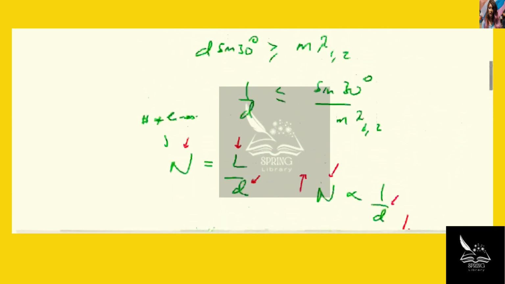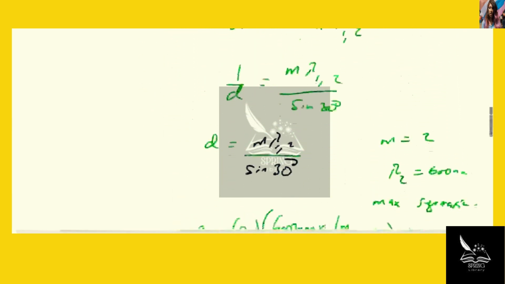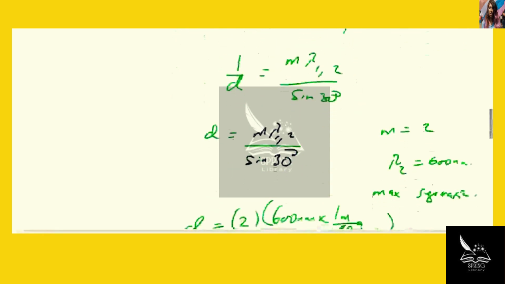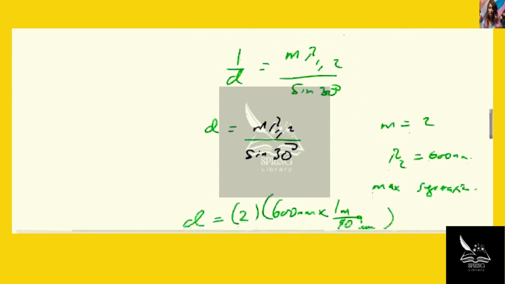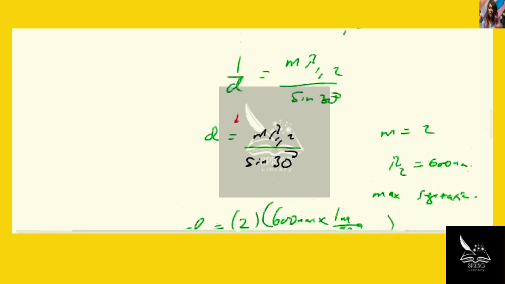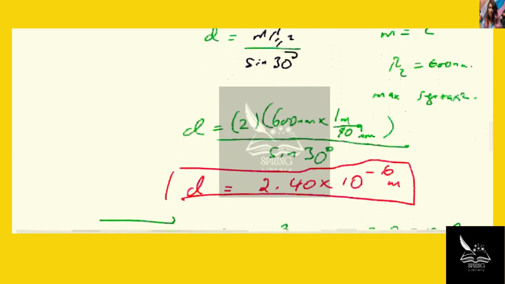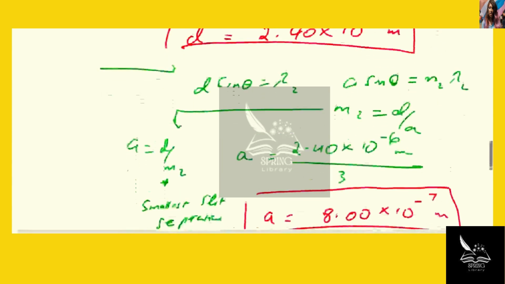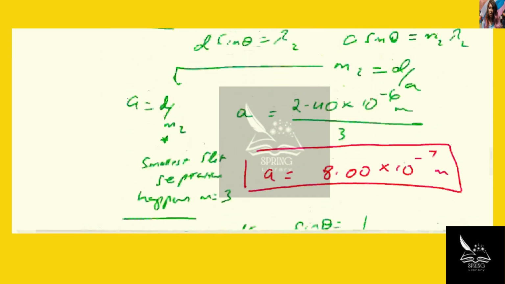Coming back to this, we see that 1 over d is a reciprocal. 1 over d is less than or equal to sine 30 over m lambda. To solve for d and to maximize d, we have to use the equal sign. We can't use the less than, because maximum separation happens when m is 2 and lambda is 600. We plug in those numbers, we get the value of d, and we move on and see that we can solve for a, since we have these two relationships, and we end up having a being 8 times 10 to the negative 7.